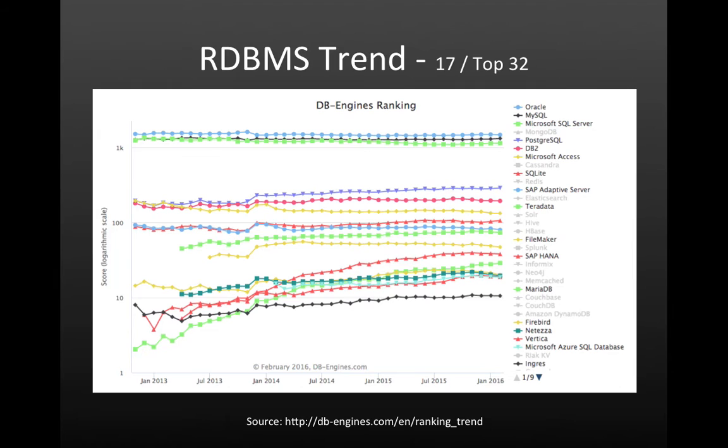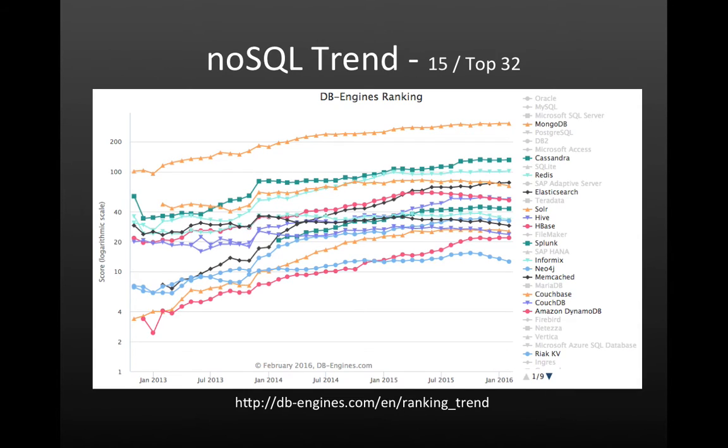But in general, what you see here is that this is 2013, this is 2016. It's kind of like not really improving much. There's only a few, like SAP HANA, which are trending, which get a little bit more attention these days. And that's 17 out of the top 32. Now, NoSQL is obviously only 15 out of 32, but in general, what we can see is a trend that goes more towards the top.